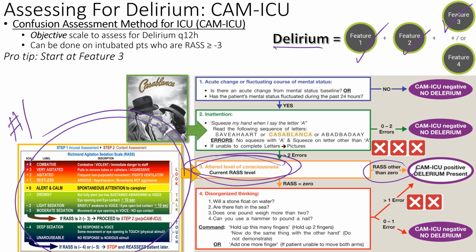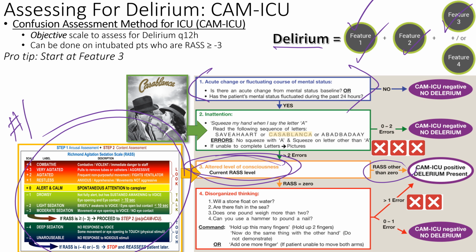And then the next step you're going to ask is, is this a change in their condition, right? Is it a change in their mentation, I should say, and their content of thought? Is this different from what they were at baseline at home, right? If it is, then 1 point. We've got feature 1 and feature 3.